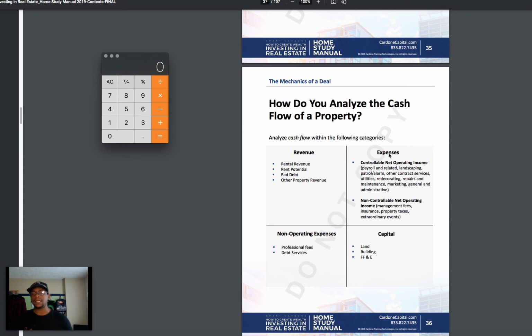Then we have expenses, okay? We have controllable net operating income, and then we have non-controllable net operating income. What does that mean? You're like, I have no idea what you're talking about, bro. All right, let's break it down real quick. So, controllable net operating income.